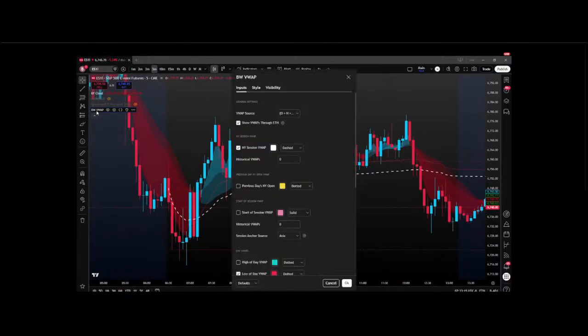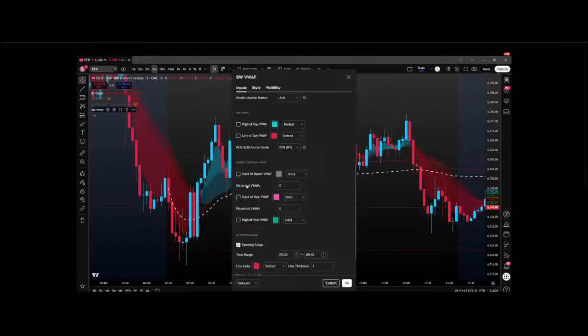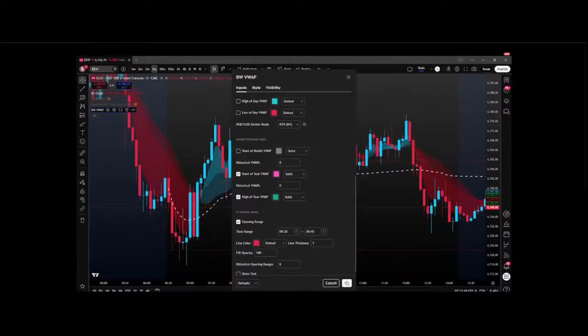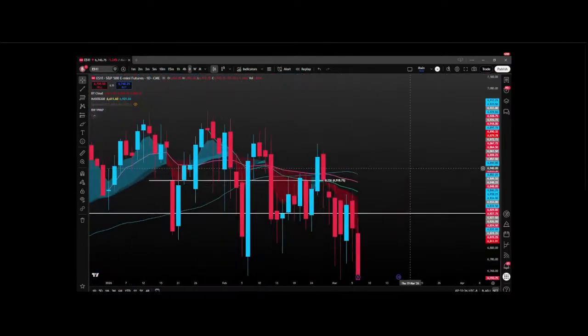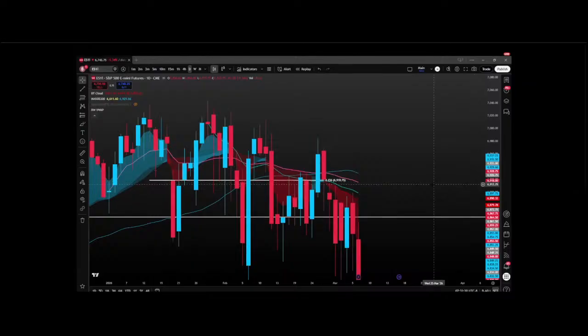Let's see. We have the start of the year and then the high of year VWAP, and this one is really good if you're going to use the daily, just like the regular other ones. You'll see the pattern. You'll see how staying above and staying below certain VWAPs plays as key levels.